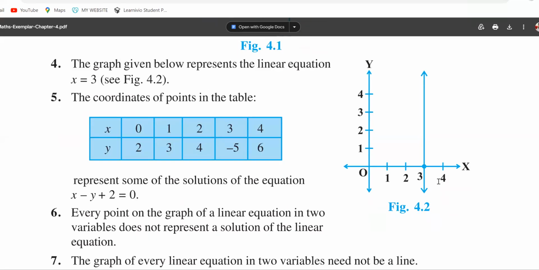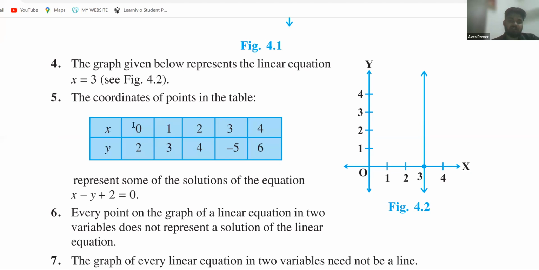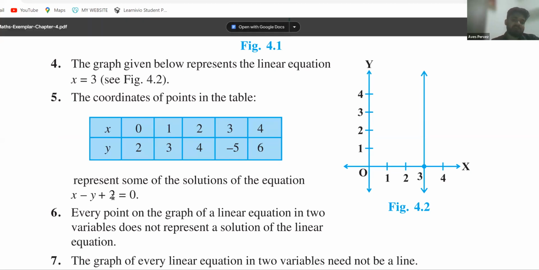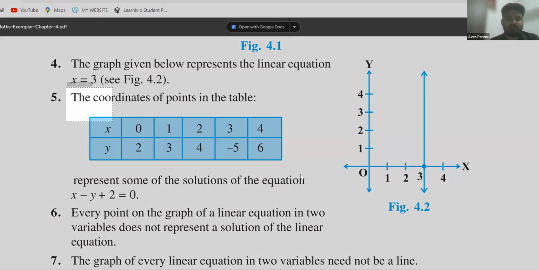Okay. And the next one: the coordinates in the table given to you represent some of the solutions of this equation, x minus y plus 2 equal to 0. Check whether all these points lie on this equation. If you put x as 0 and y as 2, you will get 0 minus 2 and then plus 2. What will you get? Let's discuss this question.